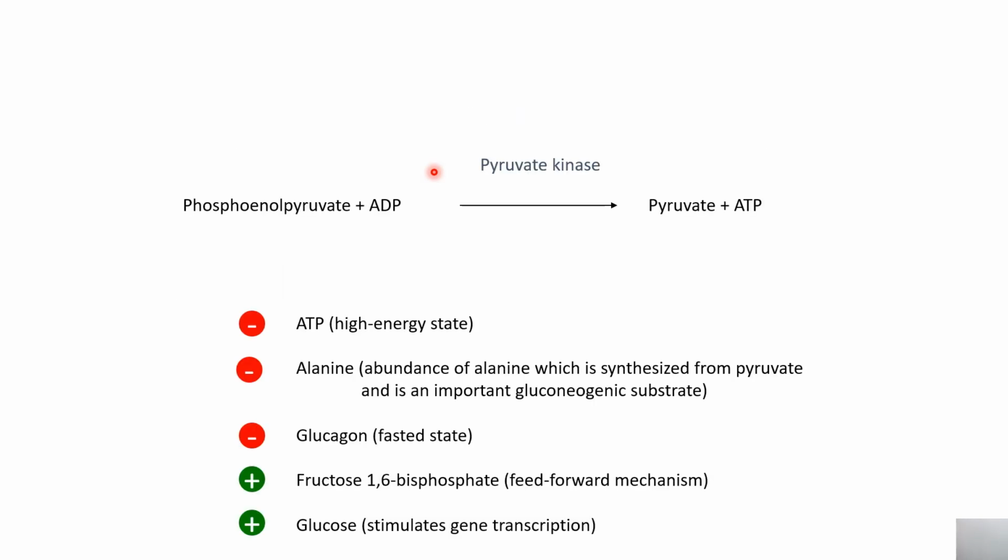So in this case, the conversion of phosphoenolpyruvate plus ADP to pyruvate plus ATP uses pyruvate kinase. ATP is a high energy state, and alanine, which is an abundance of alanine, which is synthesized from pyruvate and is an important gluconeogenic substrate, and glucagon, this is the fasted state, might act as negative inhibitors, whereas fructose 1,6-bisphosphate, a feed forward mechanism, and glucose stimulating gene transcription will act in a positive way.